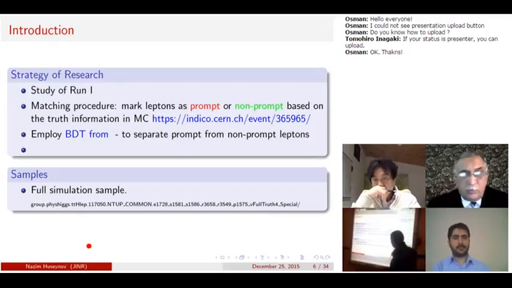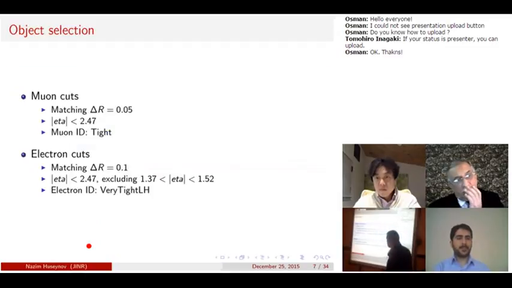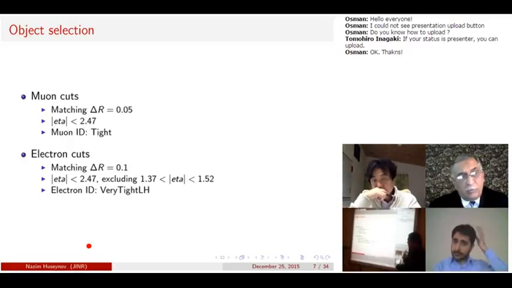Our preselections. Muon cuts. Sorry. I think it's working. Okay. For muon cuts, we're using matching delta R less than 0.05, eta less than 2.47, and we use tight muons. For electron cuts, it's matching delta R less than 0.1, eta less than 2.47, and we use very tight electron cuts for electrons. Next slide, please.